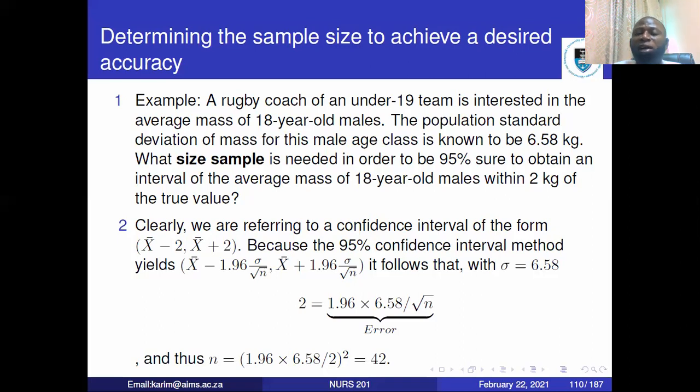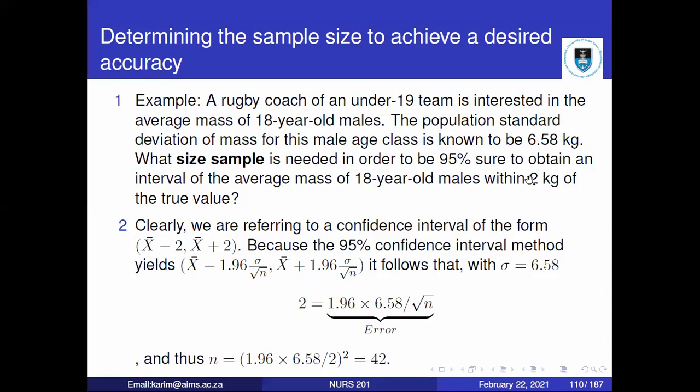So to do that, we consider this example. In this example, we are saying that a rugby coach of an under 19 team is interested in the average mass of 18-year-old males. So we are interested in the average mass. And we know the population standard deviation to be 6.58. Now, what is the sample size? What sample size do we need in order to be 95% sure to obtain an interval average of mass of 18-year-old males within 2 kilograms of the true value?